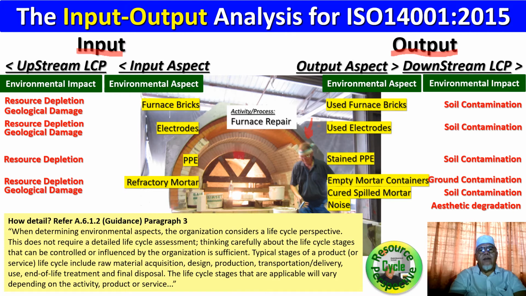Now, let's take a look at the input aspect first. One example, the brick furnace. This brick furnace is a material, a fresh, brand new brick furnace. It is an environmental aspect. Why? Because it interacts with the environment. Got it? Why is it an environmental aspect? Because it interacts with the environment. Now, how does it interact?